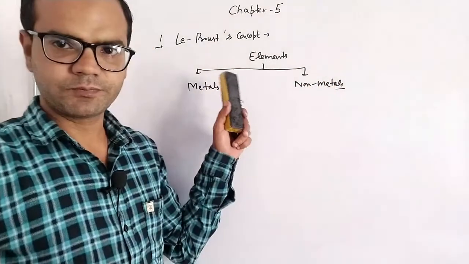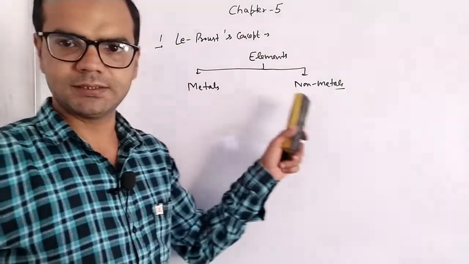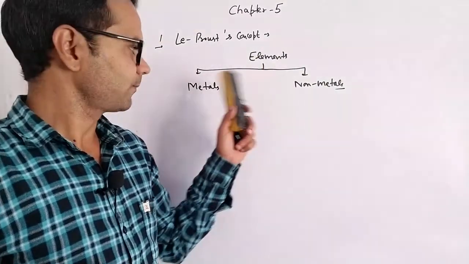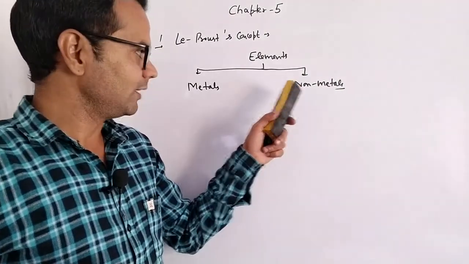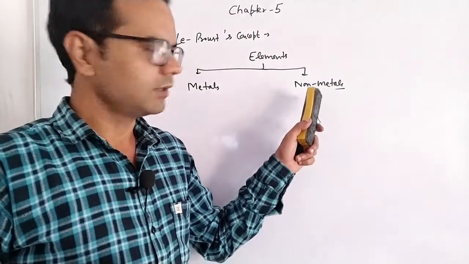So first was Proust's concept. According to him, elements were divided into two parts, metals and non-metals. Basically, according to Proust, elements can be of only two types, metals and non-metals. So all the metals are studied under one category and all the non-metals under one category.